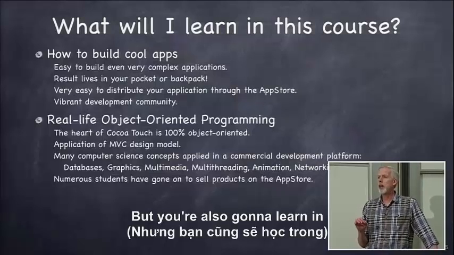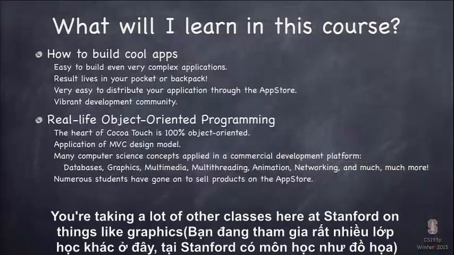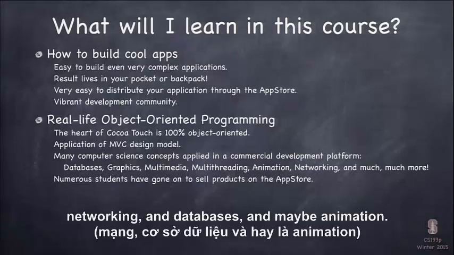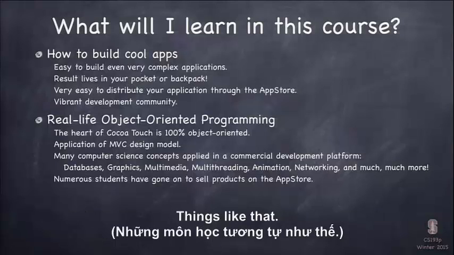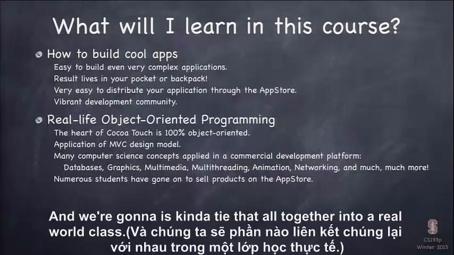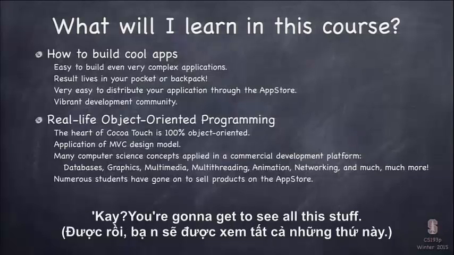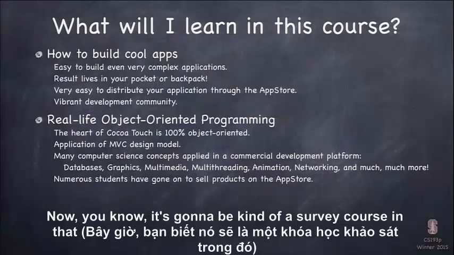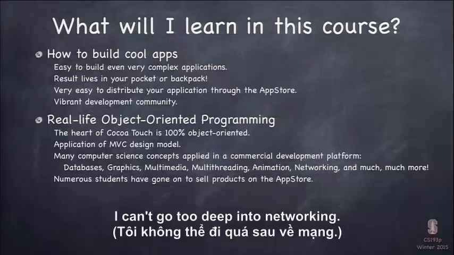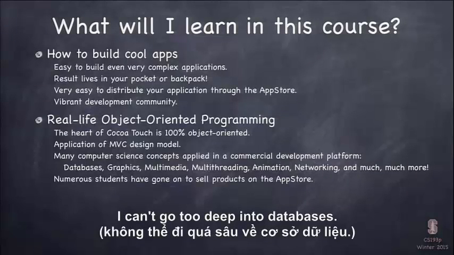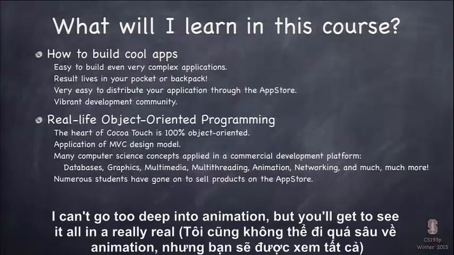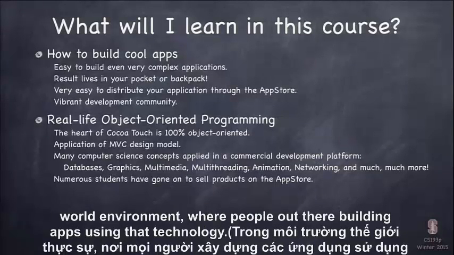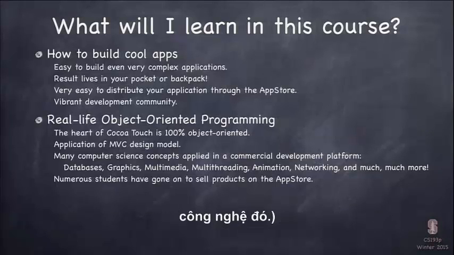But you're also going to learn in this class a lot of real-life object-oriented programming. You're taking a lot of other classes here at Stanford on things like graphics and networking and databases and maybe animation, things like that. And we're going to tie that all together into a real-world class. Okay, you're going to get to see all this stuff. Now, it's going to be kind of a survey course in that. I can't go too deep into networking. I can't go too deep into databases. I can't go too deep into animation, but you'll get to see it all in a really real-world environment where people are out there building apps using that technology. So for some of you who haven't seen that before, that'll be a big bonus of this class, I think.